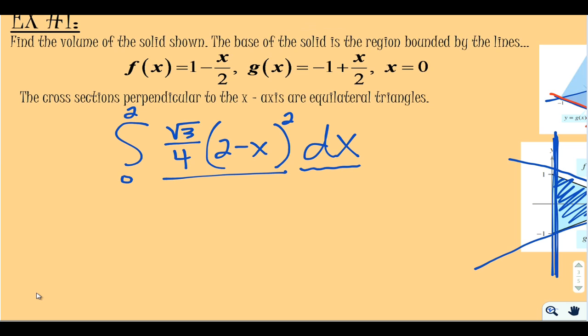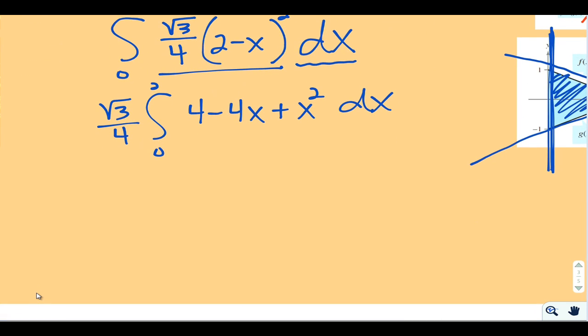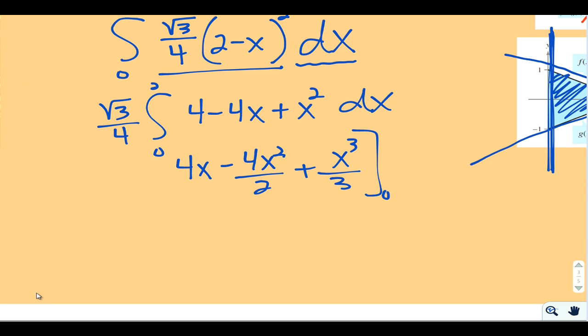Okay, can I take this radical 3 over 4 outside of my integral? It's just a number, isn't it? Can I FOIL this 2 minus x squared, make this a 4 minus 4x plus x squared dx? Then can I integrate here and say 4x minus 4x squared over 2 plus x cubed over 3, and I'm integrating it from 0 to 2. Don't forget about your radical 3 over 4 out in front.